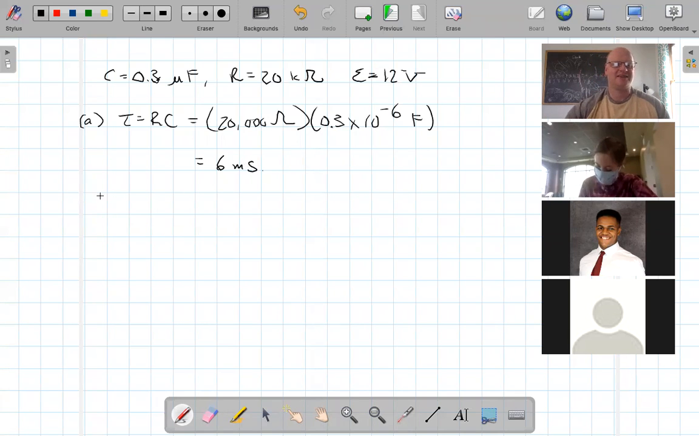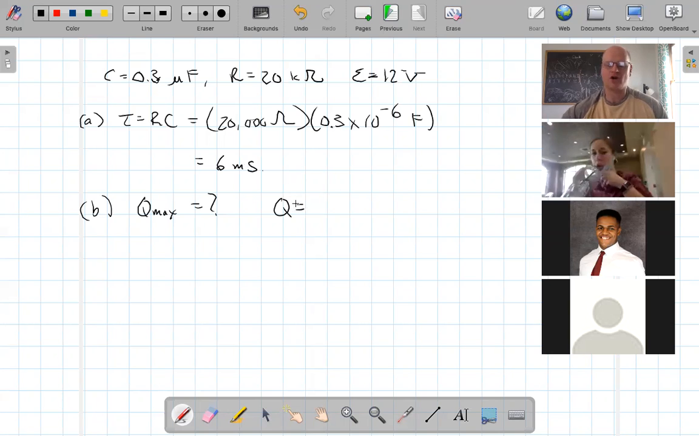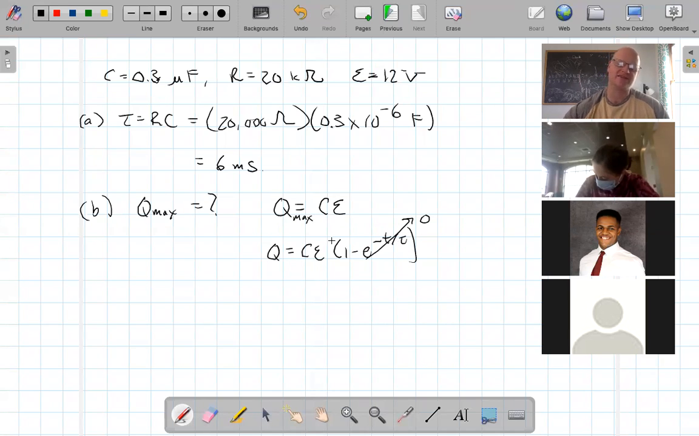Nice and easy. Part B wants to know, what is the maximum amount of charge that this can hold? There are two ways to think about the maximum charge. The maximum charge occurs when the current goes to 0, which means the maximum charge is equal to the capacitance times the EMF. Or another way to think about it is we know the charge is equal to the capacitance times EMF times 1 minus e to the minus t divided by tau. This is maximum when the exponential term goes to 0, which gives us the same thing. So either one is fine. The maximum charge is simply the capacitance times the EMF.